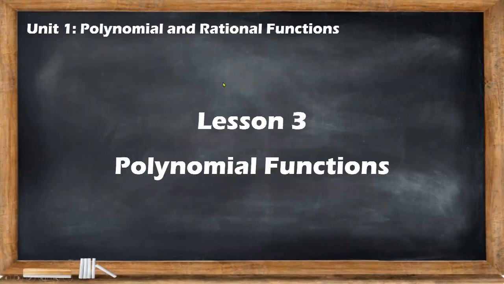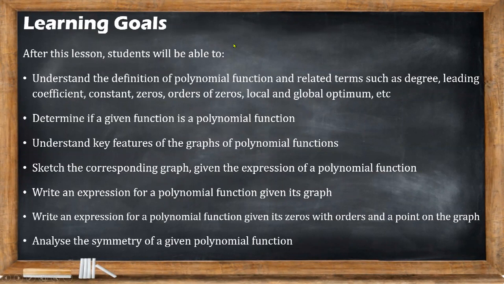Today we are going to learn Unit 1, Lesson 3, Polynomial Functions. Learning goals for today include understanding the definition of polynomial function and related terms such as the degree, leading coefficient, constant, zeros, orders of zeros, local and global optimum, etc. Determine if a given function is a polynomial function.